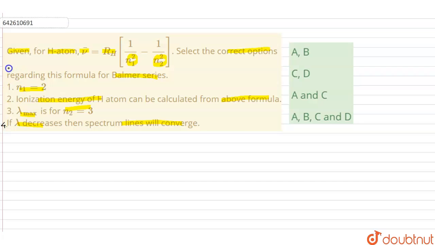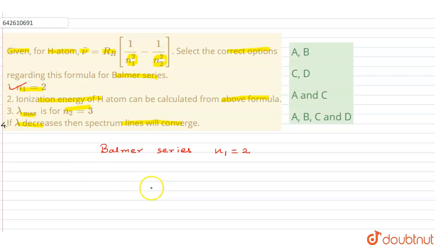Now, in fact, this 1, 2, 3, 4 needs to be considered as A, B, C, and D because we have been given options in that form. Okay, fine. So let us analyze. The very first thing, when we say it's the Balmer series of the hydrogen spectrum experiment, it indicates that the N1 value for Balmer series is always going to be 2. So that means the first statement is absolutely true, right?